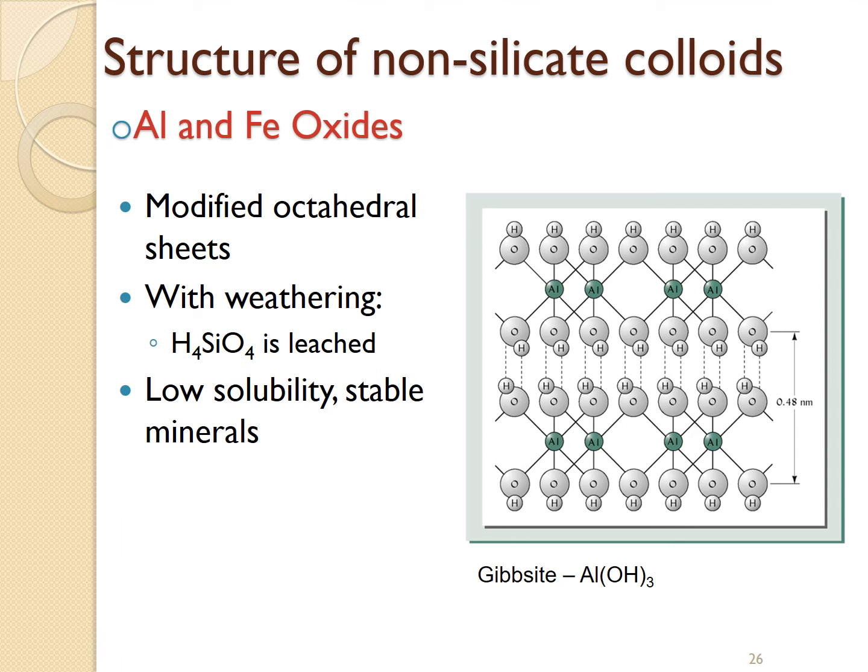We refer to these as having low solubility. We call them stable minerals because they're the end of the weathering sequence and they can't really become anything else. So that's why we call them stable minerals with low solubility. So aluminum and iron oxides are stable minerals with low solubility. I'm pretty sure that's an exam question.